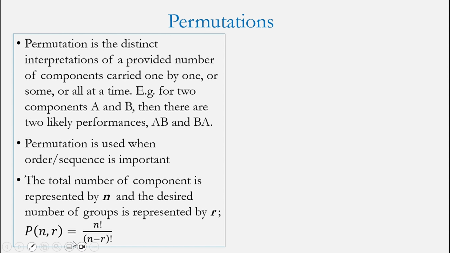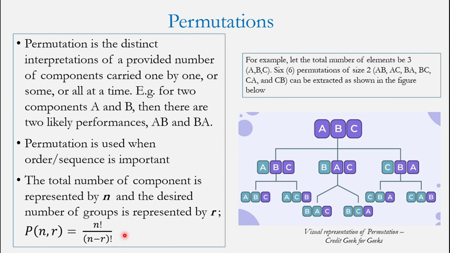Mathematically, the total number of elements is represented by n, and the number of groups that you want, let's say 3, is represented by the letter r. Therefore, to compute this, we have n factorial divided by n minus r factorial. And here we have an example.